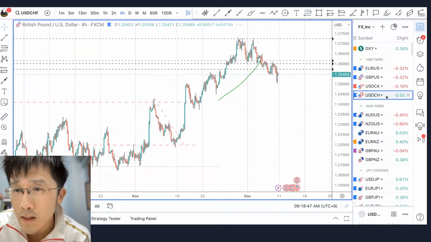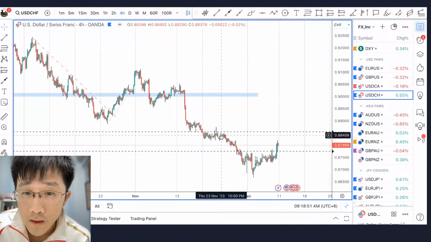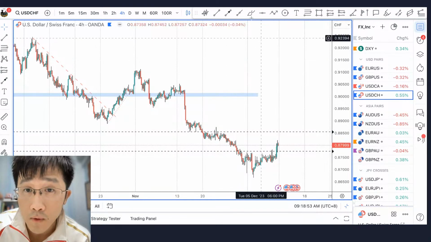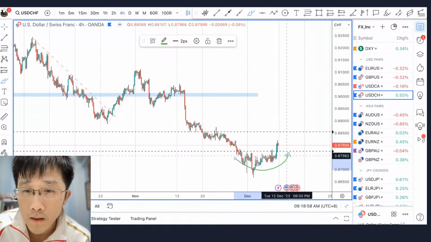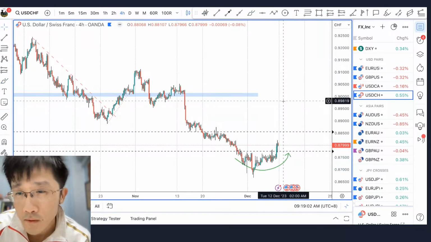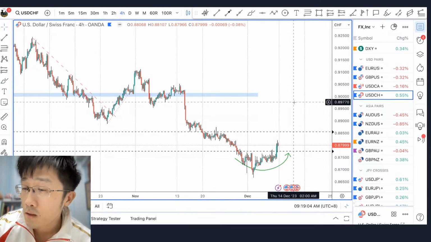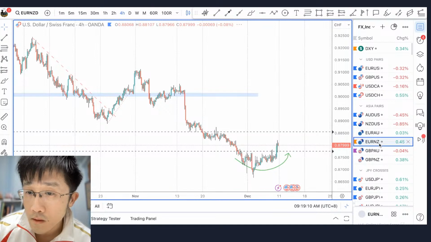And then also I think I saw this USD Swiss franc. It has bottomed out pretty much already. So this is a breakout pullback, should be for me to go long on USD Swiss franc. Okay, that is on the majors, and then moving forward.